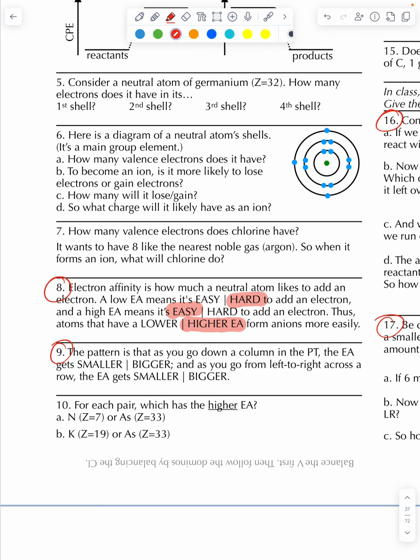And the pattern is the same as for ionization energy. As you go down a column, the EA gets smaller, and as you go left to right, it gets bigger.